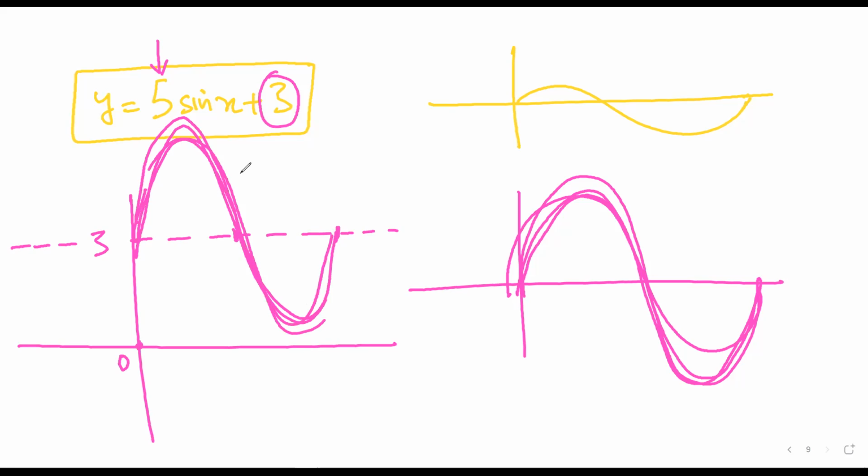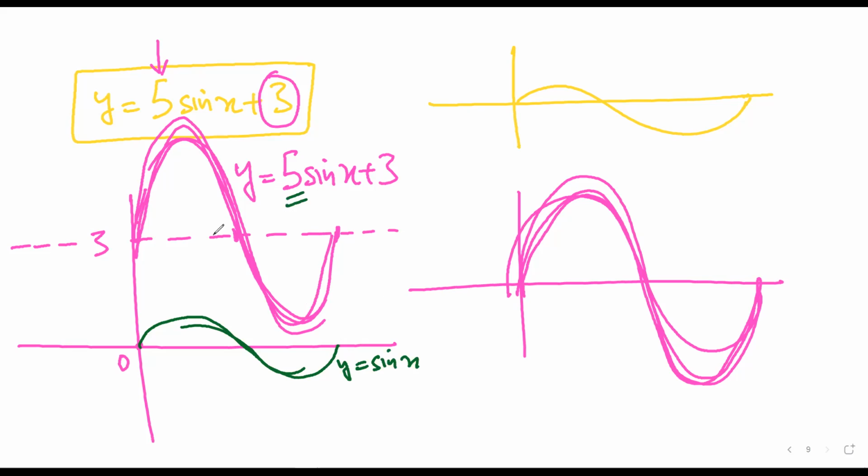So this would be the curve of y is equal to 5 sin x plus 3, and my original sin x curve would look something like this. This is my original y is equal to sin x curve. So what this 5 has done is it has given a lot of amplitude to it, 5 times the amplitude. What this 3 has done is it has raised the sine curve up by a distance of 3. Is it making sense to you?